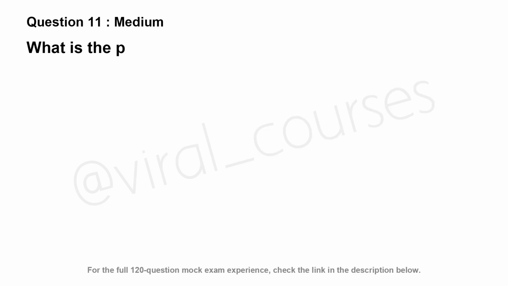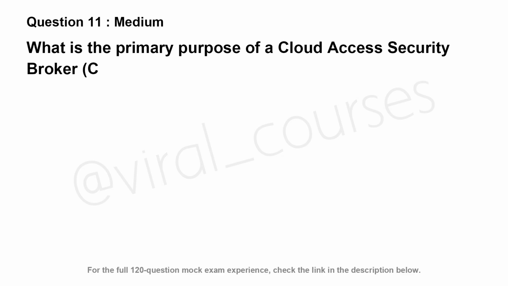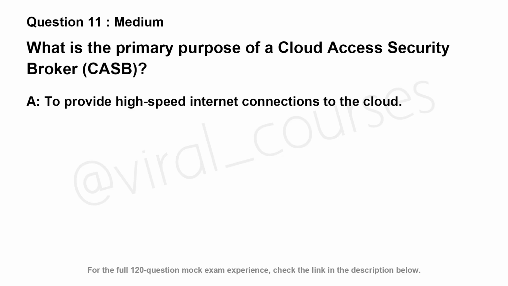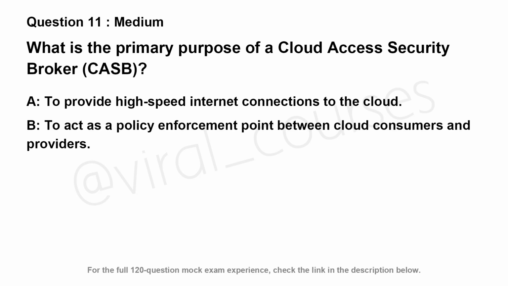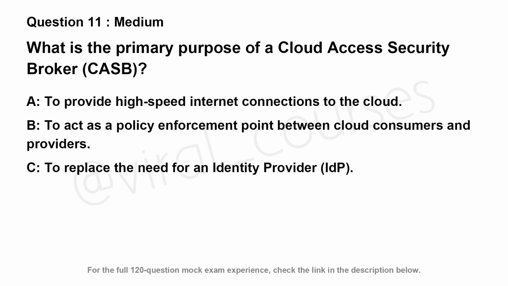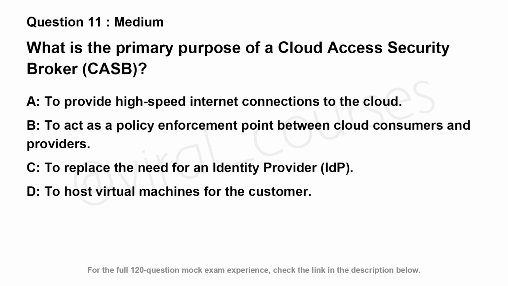What is the primary purpose of a Cloud Access Security Broker, CASB? Option A. To provide high-speed internet connections to the cloud. Option B. To act as a policy enforcement point between cloud consumers and providers. Option C. To replace the need for an identity provider, IDP. Option D. To host virtual machines for the customer.